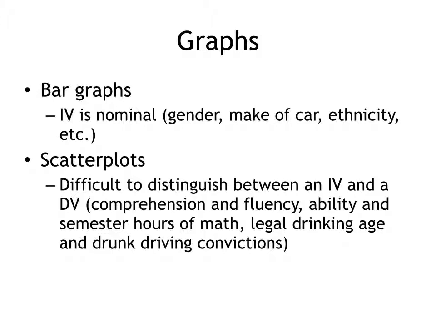Scatter plots are useful when it's hard to distinguish between which is the IV and which is the DV. So we use scatter plots a lot in correlations and regressions. So things like comprehension and fluency. Which one is the IV and which is the DV if we're showing a relationship between them? Ability and semester hours of math. One doesn't lead to the other. The legal drinking age and drunk driving convictions. Things like that where we're trying to show relationships between them. Scatter plots are very useful for that.